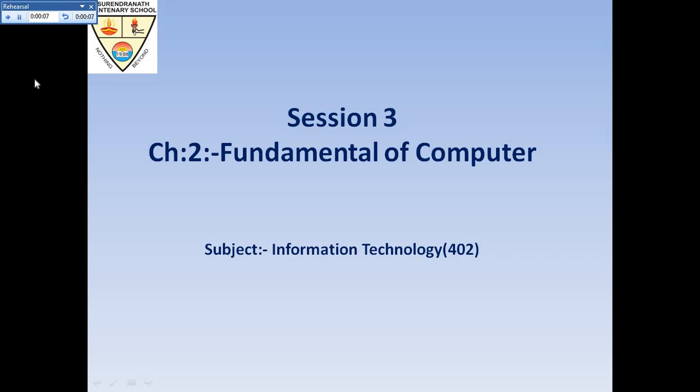Today we have session 3, and as we are already going with the second chapter, that is fundamentals of computer. In the last few classes we have discussed what is computer, how computer is very important. Then we discussed the different characteristics of computers, like their advantages, and their limitations. In the second session we discussed many applications of computer.